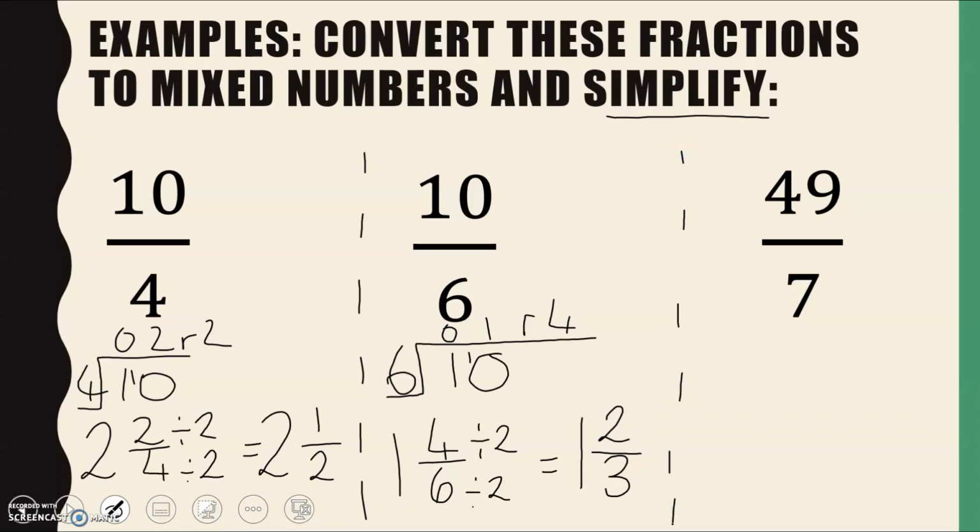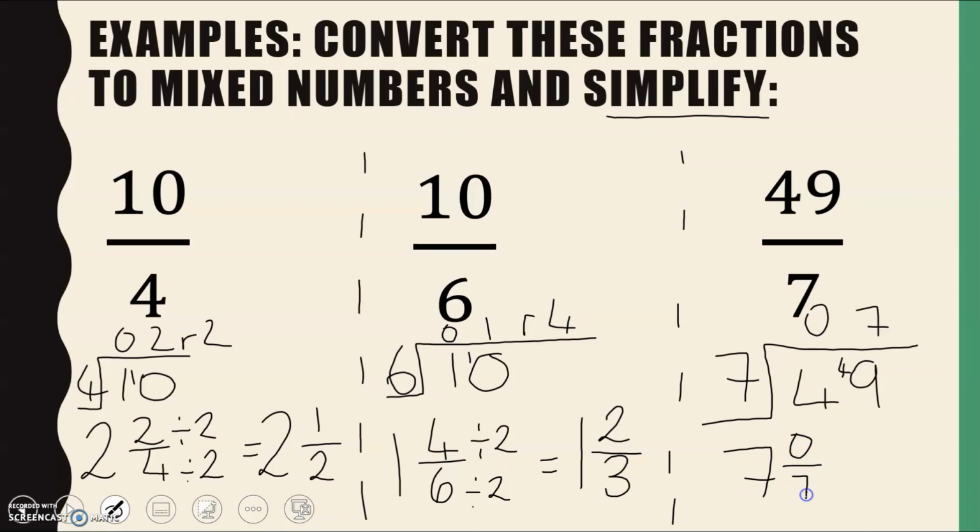And then our last one here, we've got 49/7. So 7 doesn't go into 4, but it goes into 49 7 full times. So that is just going to be 7 and 0/7. But really, that's just an answer of 7 there.